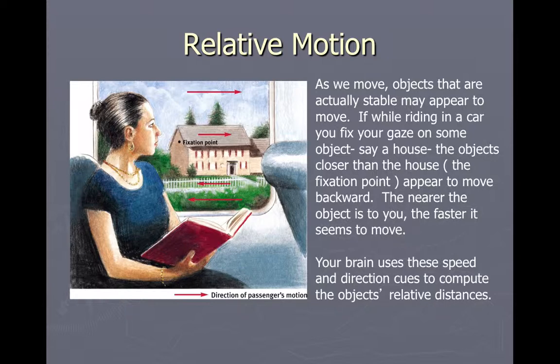With relative motion, as we move, objects that are actually stable may appear to move. If while riding in a car you fix your gaze on some object, say a house, the objects closer than the house, which is your fixation point, appear to move backward. The nearer the object is to you, the faster it seems to move. And this holds true when you look out your window while you're driving. Your brain uses the speed and direction cues to compute the object's relative distance.